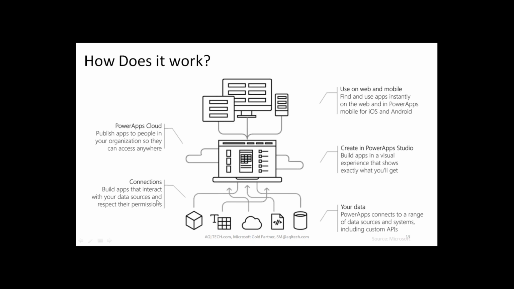Connections. These are the several different services we've been talking about. Build apps that interact with your data sources and respect their permissions. Use on web and mobile: find and use apps instantly on the web and in Power Apps Mobile for iOS and Android. Create in Power Apps Studio: build apps in a visual experience that shows exactly what you will get.